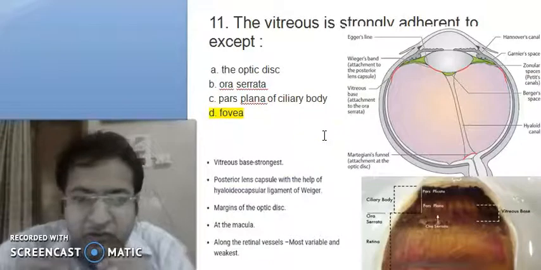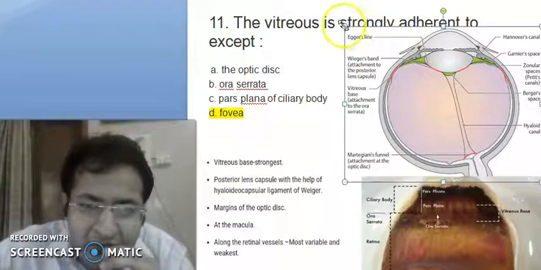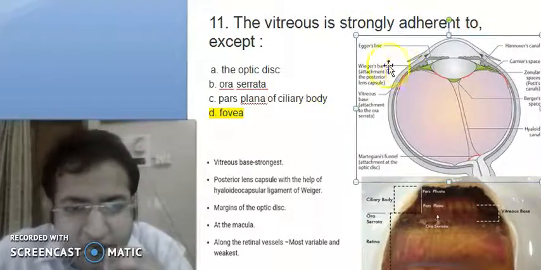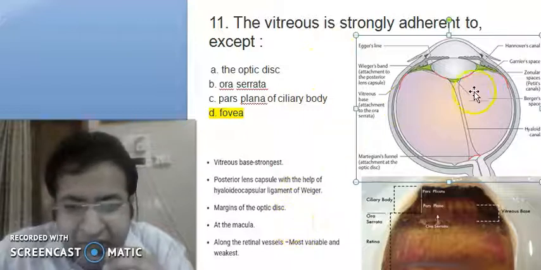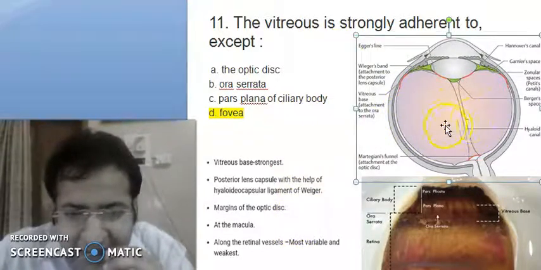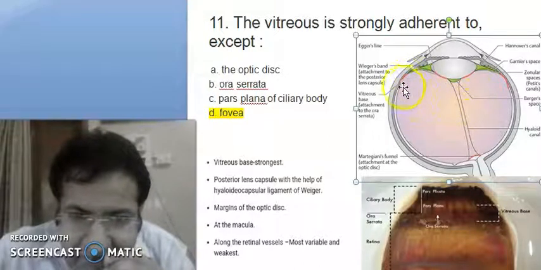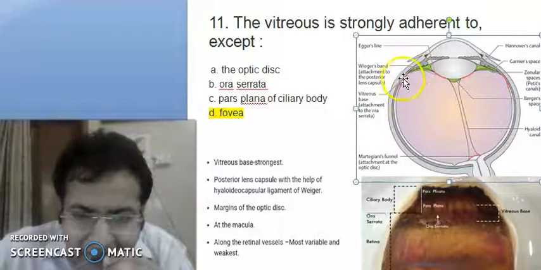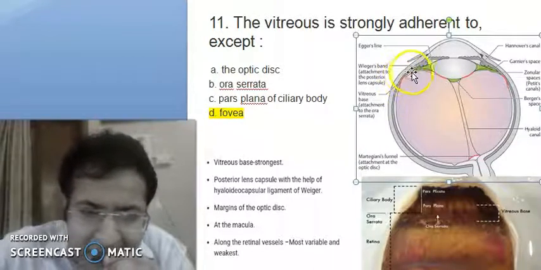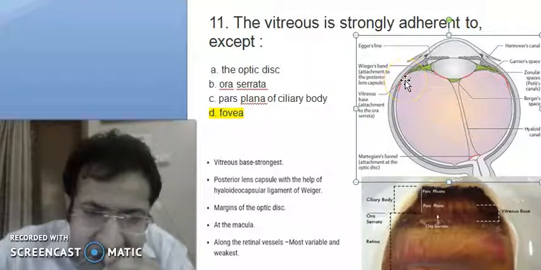Okay. What was the next question? The vitreous is strongly adhering to the following structures except. So we have to remember that the vitreous, which is a jelly-like substance in the eye, is attached to the vitreous base. And what is the vitreous base? The vitreous base is attached to the ora serrata and the pars plana part of the ciliary body. And here the attachment of the vitreous is the strongest.